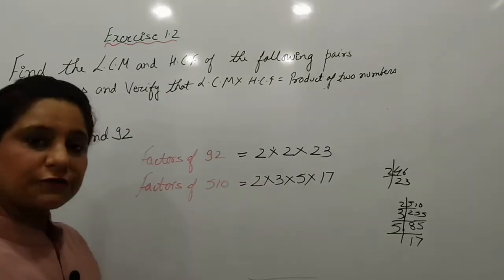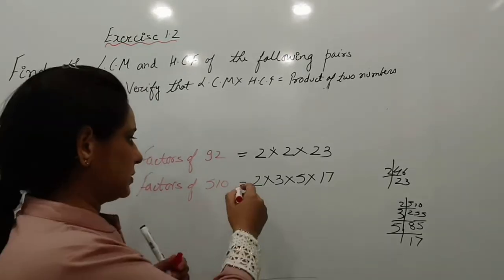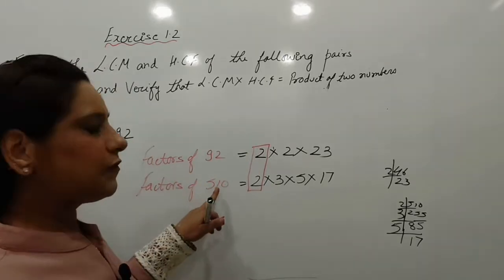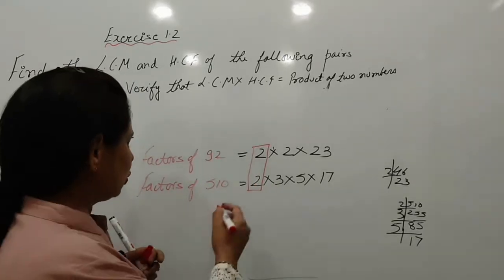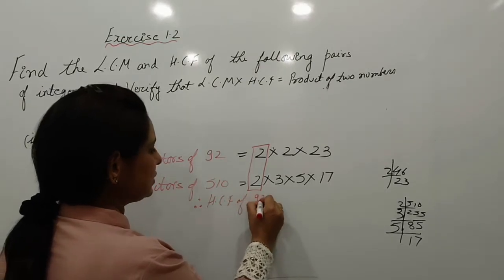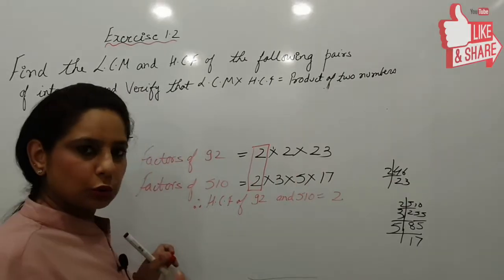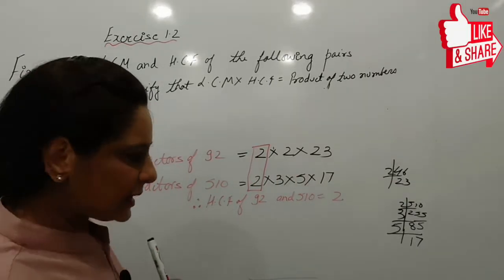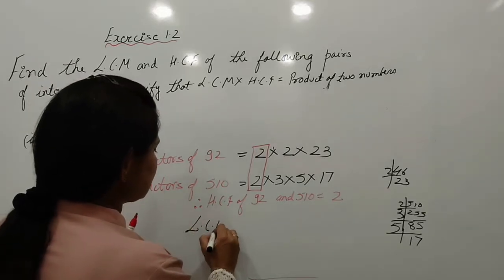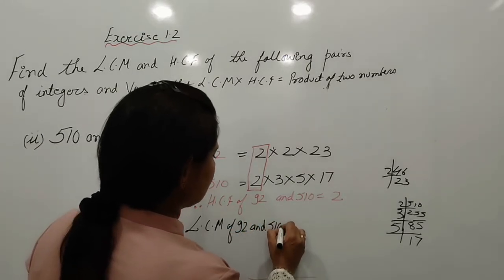So now we are supposed to find the common factor. What common factor you can see in these factors? The only common factor of 92 and 510 is 2. Therefore, HCF of 92 and 510 is equal to 2. So shall we move to LCM now? Now we'll move to the LCM. LCM of 92 and 510.